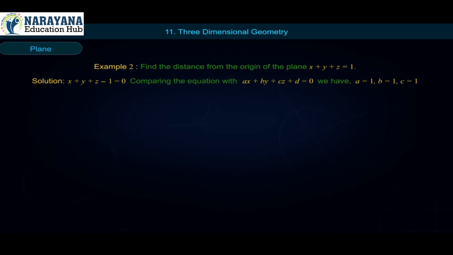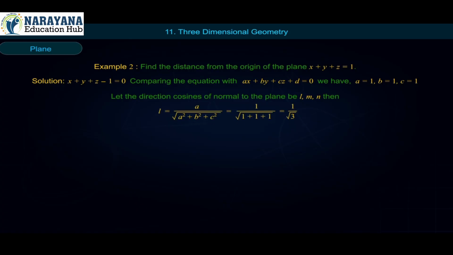Solution. x + y + z - 1 = 0. Comparing the equation with ax + by + cz + d = 0, we have a = 1, b = 1, c = 1. Let the direction cosines of the normal to the plane be l, m, n. Then l = a/√(a² + b² + c²) = 1/√(1 + 1 + 1) = 1/√3.